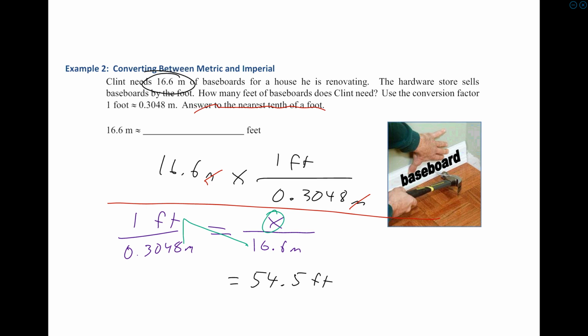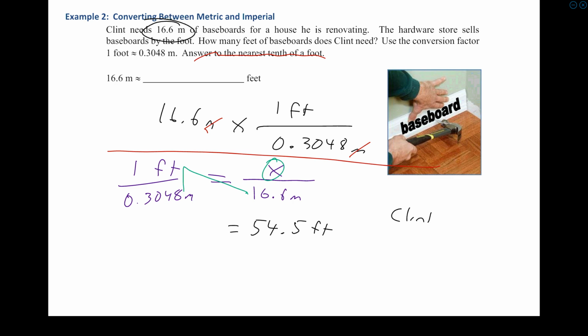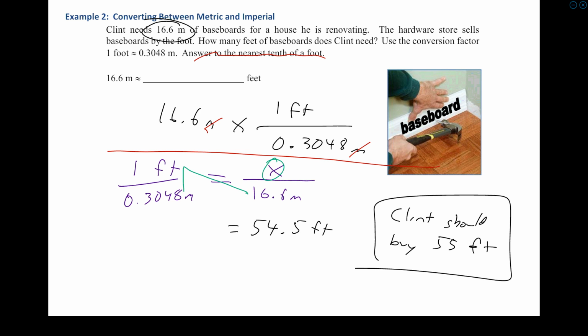Yeah, I better not buy less than I need, eh? In a case like this, you always round up. You always say, well, if I'm able to buy them by the foot, I want to make sure I buy extra of what I need. So actually, Clint should buy 55 feet if they're sold in foot increments. There's actually a pretty good chance there's some wastage too, so I hope this works for them, but we'll see.